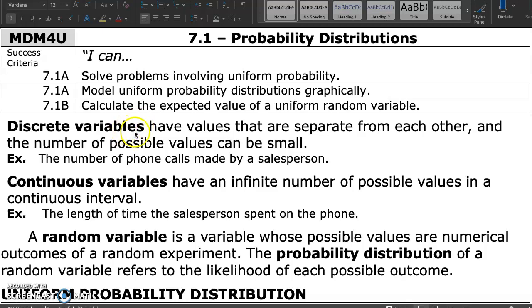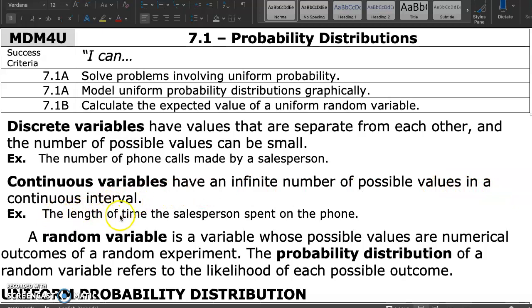It's either discrete, so it has values that are separate from each other, and the number of possible values can be small. So an example is the number of phone calls made by a person. So those values could be 0, 1, 2, 3, 4, and so on. But between any two values, for example, between 1 and 2, you can't make 1.5 phone calls. So they're separate. Whereas continuous variables have an infinite number of possible values in a continuous interval.